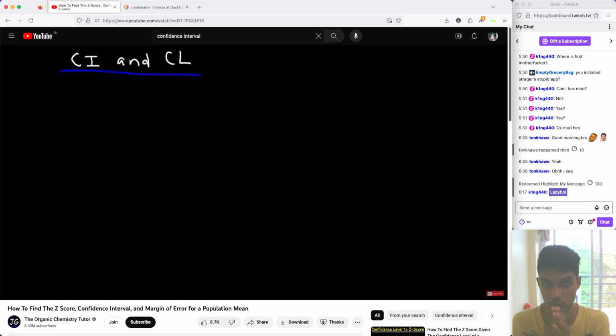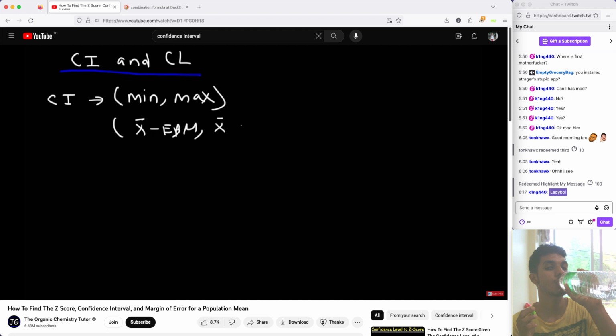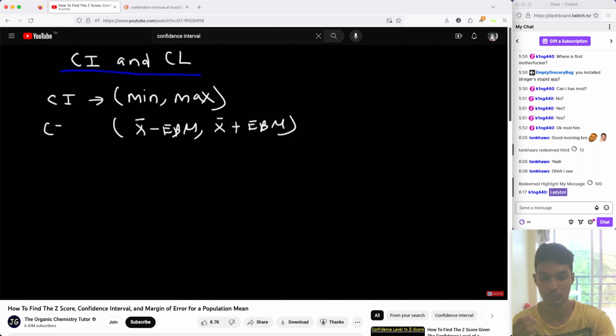The confidence interval is the range of values that we expect the population mean to be located in with a certain probability. So as we said before, the confidence interval varies between a minimum value and a maximum value in which we expect the mean to be located in. It's the sample mean minus the margin of error to the sample mean plus the margin of error. So that is the confidence interval.